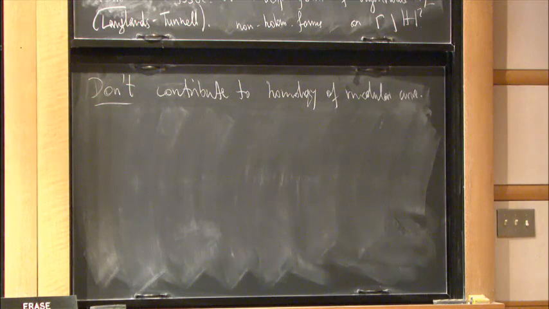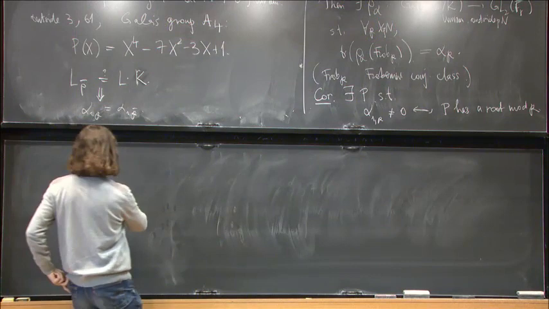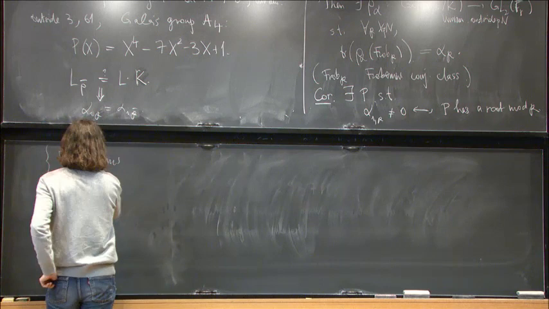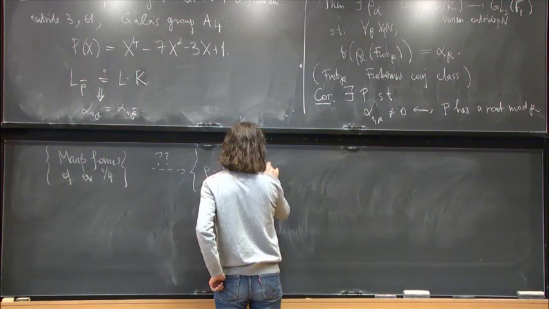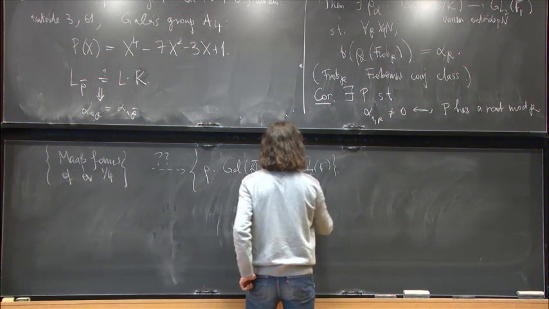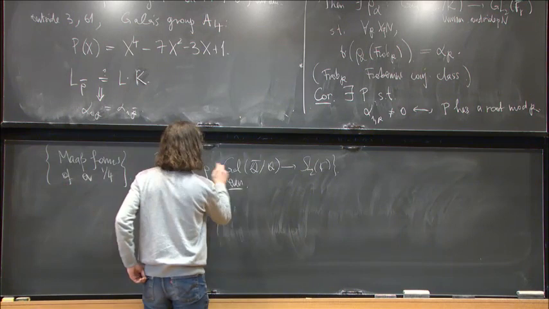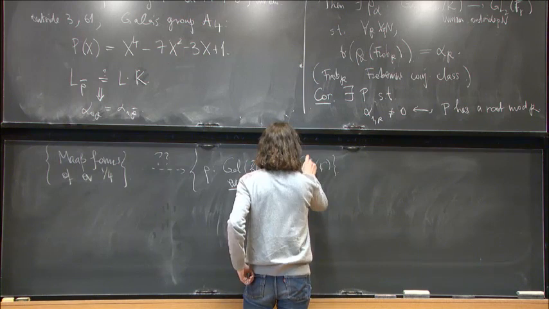So the diagram now is the following. So you have somewhere these Maass forms of eigenvalue a quarter. And in general, it is absolutely not known that there exist Galois representations attached to them, which actually should go to SL2C. And these are all even, yes. It's just a representation to GL2C, but it's even.